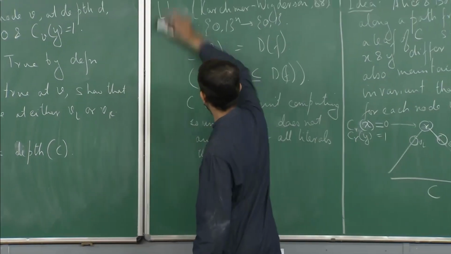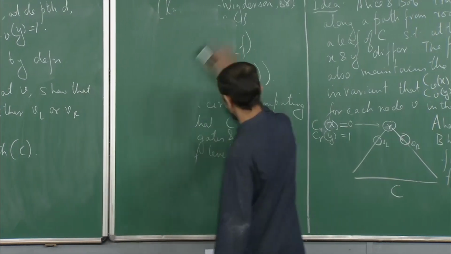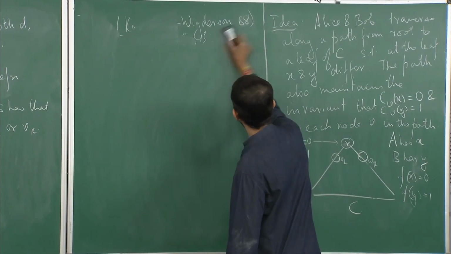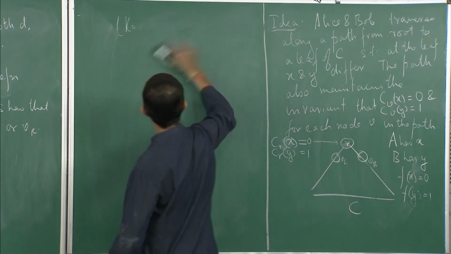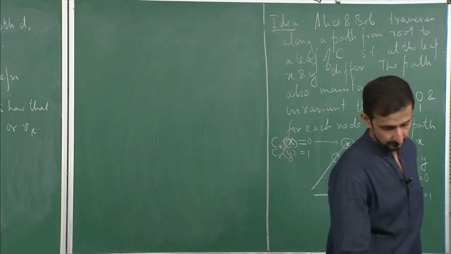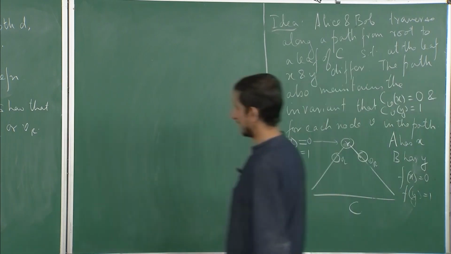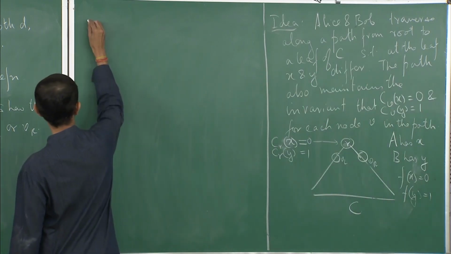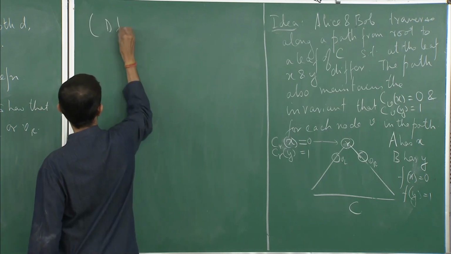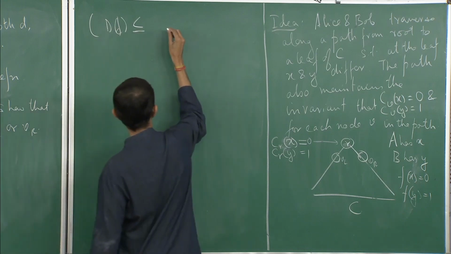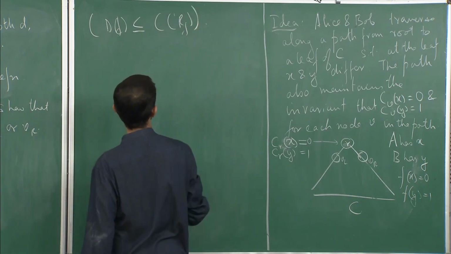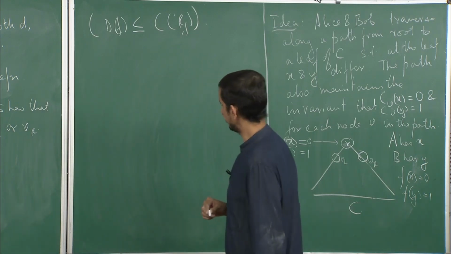So now let's look at the other direction. The other direction is also simple. Here we have designed a protocol. So now, given a protocol, we will design a circuit. We will prove that D(f) is less than or equal to CR(f).